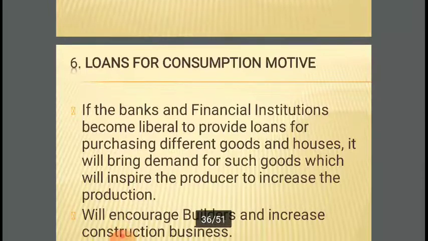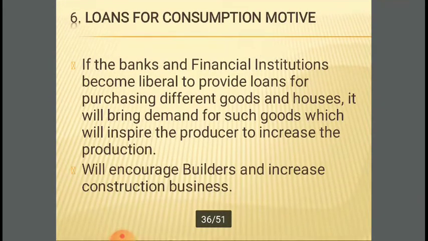The next one is loans for consumption motive. If the bank and financial institution become liberal to provide loans for purchasing different goods and houses, it will bring demand for such goods, which will inspire the producer to increase the production. See, loans for consumption motive means what? Banks are there to give loan. Loans can be given in two categories. Basically, one we can term it as a productive loan, and one we can term it as a non-productive loan.